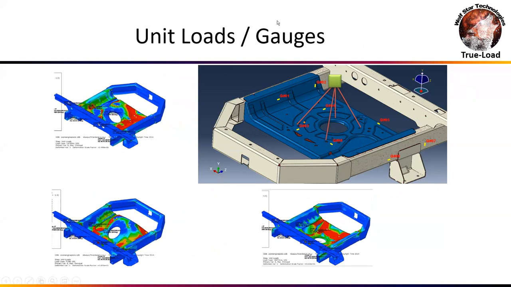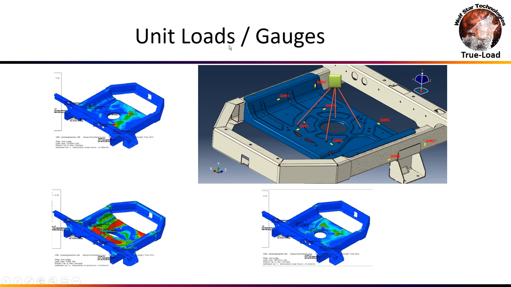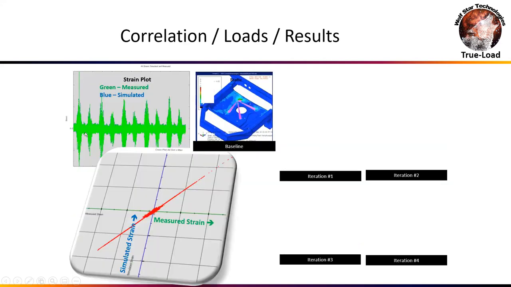And so basically, with TrueLoad we came in and laid 8 strain gauges here, as you can see on the structure. So we have these 8 strain gauges laid, and this next slide is going to show us our test results. On the top left here, you see a plot of all 8 strain gauges as they're going across the proving grounds.